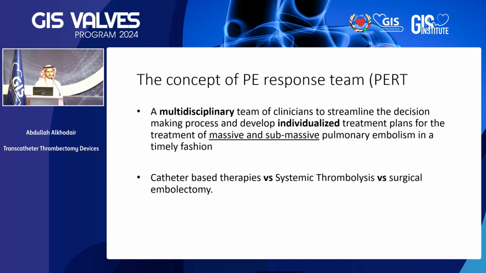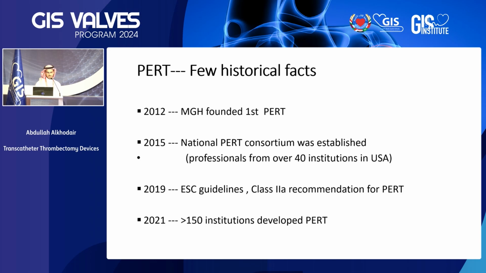So from there, the concept of the PERT team came about, and it is basically a multidisciplinary team of multiple subspecialties. The purpose of this team is to individualize treatment decisions for massive and submassive PEs. The first appearance of this concept was in Boston in 2012, and it evolved over time, and it's now part of the guidelines recommendation.